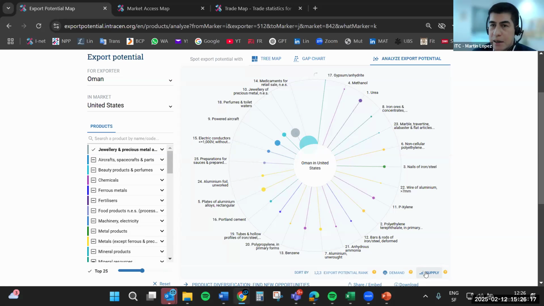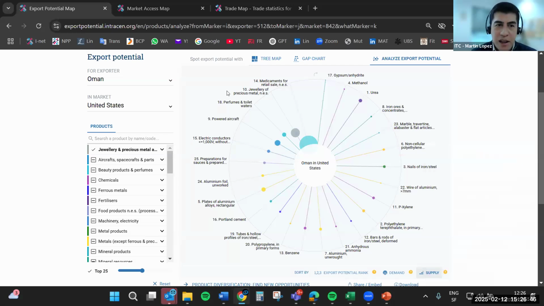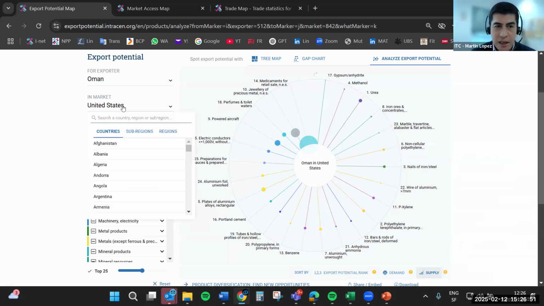And I'm learning that Oman is seen as a potential supplier of gypsum, anhydrite, I don't know that product, methanol, urea, iron ores and concentrates, marble, non-cellular polyethylene. Do you see how this tool can also help you better understand your economic tissue and your national basket of export products? That is what we can do, and we can make our analysis specific to any country. Right now, we're looking at the United States, but you can pick any country from this list.